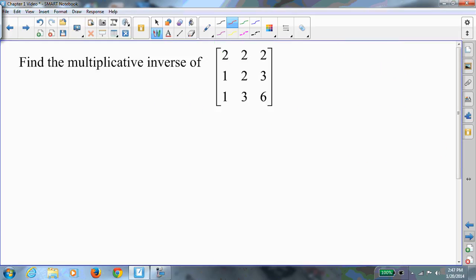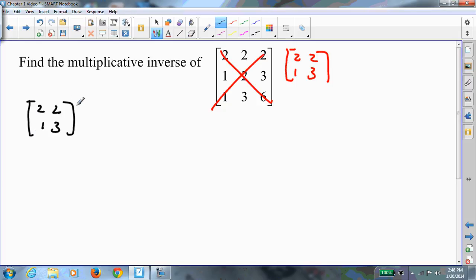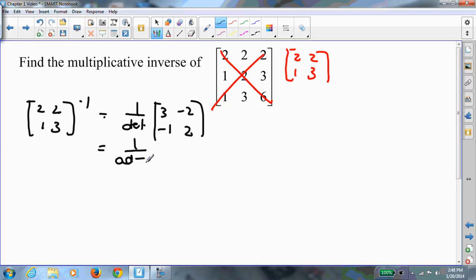Let's talk about multiplicative inverses. And actually, to make life a little bit easier, I'm going to take one that's a little bit easier to work with, but you're going to get the same idea. So I'm going to use a 2 by 2 matrix: 2, 2, 1, 3. Now, let's review the way that you found inverses before my class. So for 2, 2, 1, 3, its inverse is 1 over the determinant times, and you flip the 3 and the 2, and use the opposite of the upper right and the lower left. And the determinant is AD minus BC.